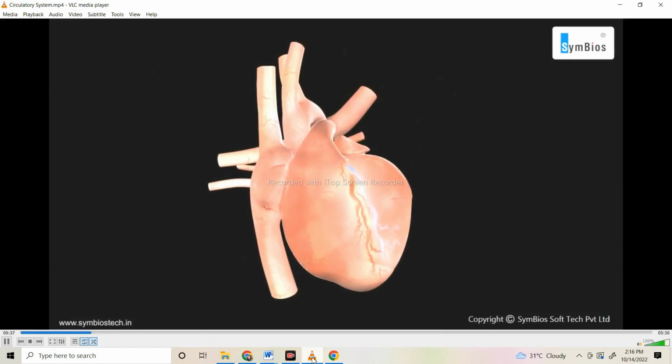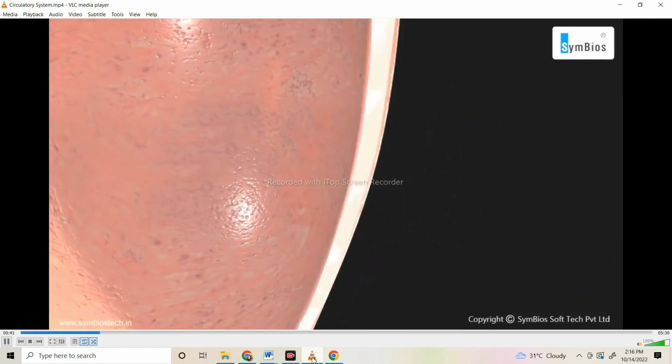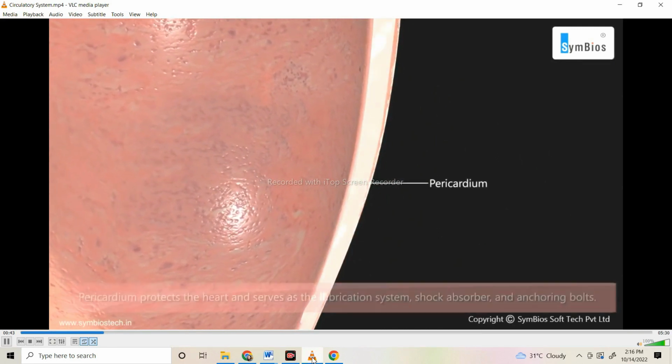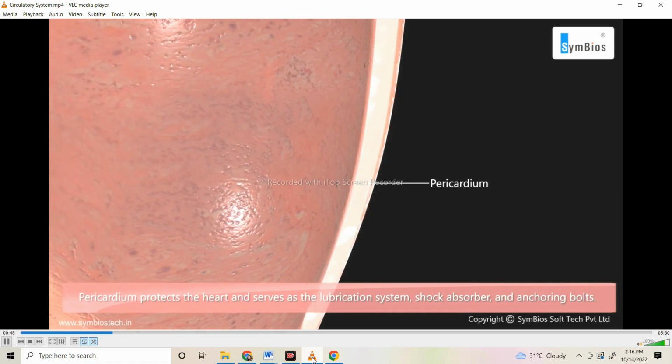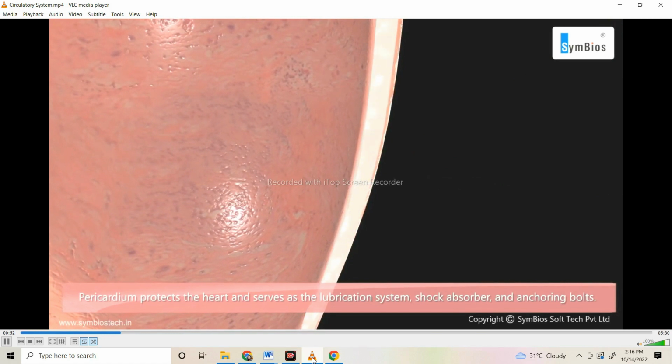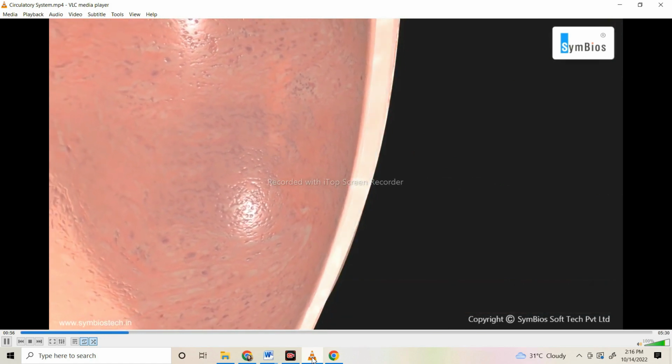The heart is enclosed within a double-walled, membranous, fluid-filled sac called the pericardium. The pericardium protects the heart and serves as the lubrication system, shock absorber, and anchoring bolts. It also prevents the heart from getting overfilled with blood.